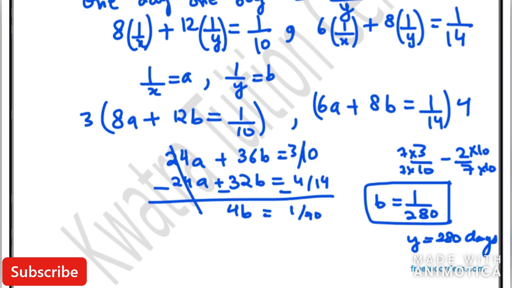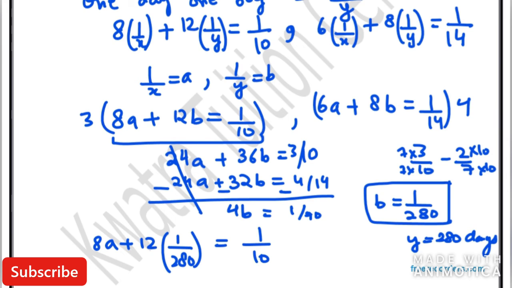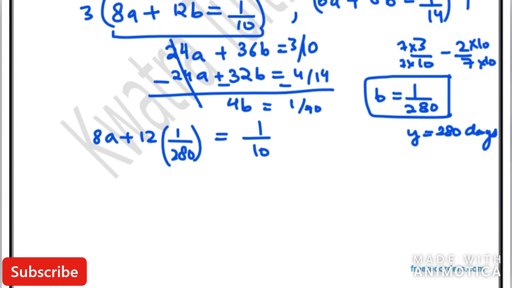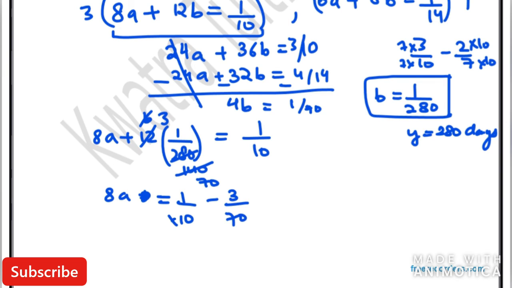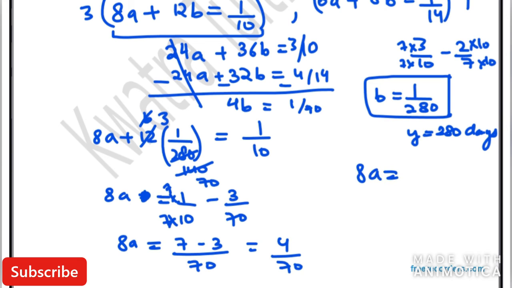Now we need to find the x value, so I would be using my b value and putting it in any equation. So I will be using the earlier equation. So 8a plus 12b, b is 1 over 280, equals 1 over 10. Now reducing this to get the value of a, so it will be 8a plus, this can be reduced, this will be 140, this will be 3, so 3 over 70. That means 8a equals 1 over 10 take away 3 over 70. So I will be changing this into 70, so it will be 7 minus 3 over 70, so 8a equals 4 over 70.